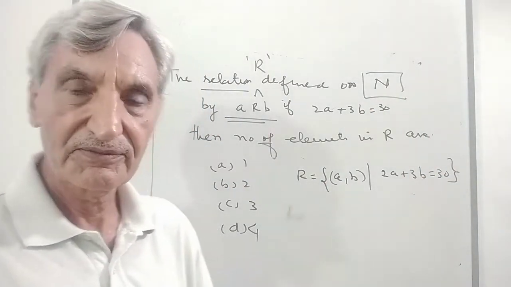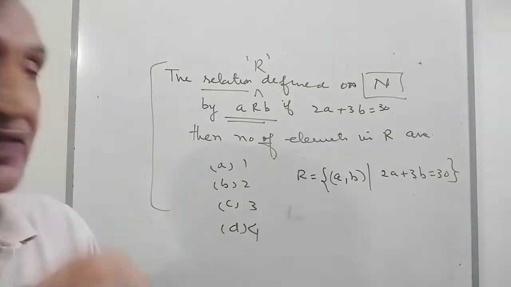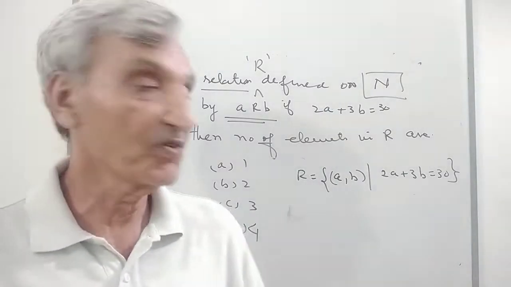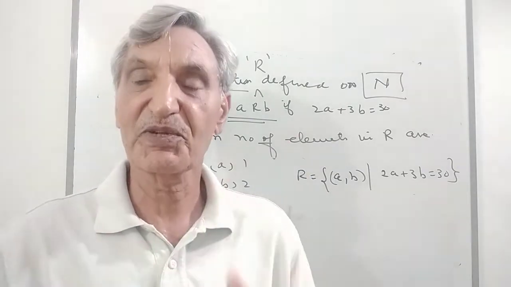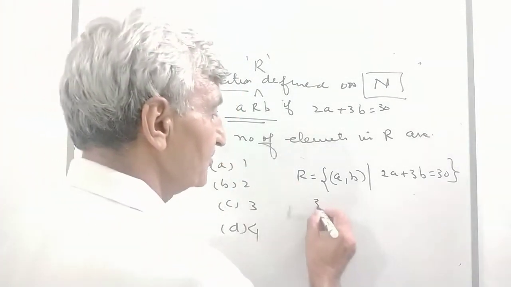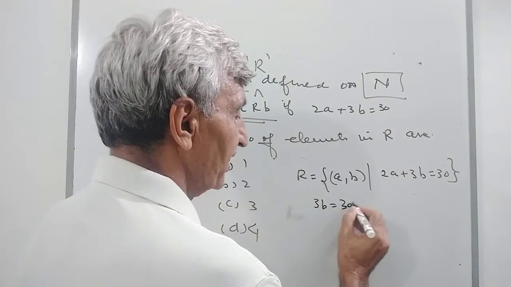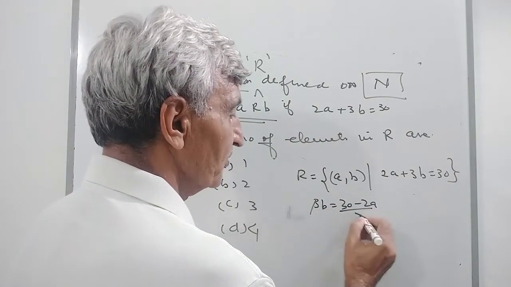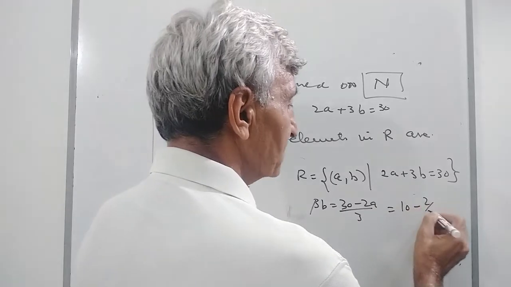आइए करते हैं. कैसे करूं? Let's do. I would like to find out A and B which satisfy this equation, and they must be natural numbers. So how many are there? Let's start. 3B is equal to what? 30 minus 2A. B is equal to (10 minus 2/3 of A).